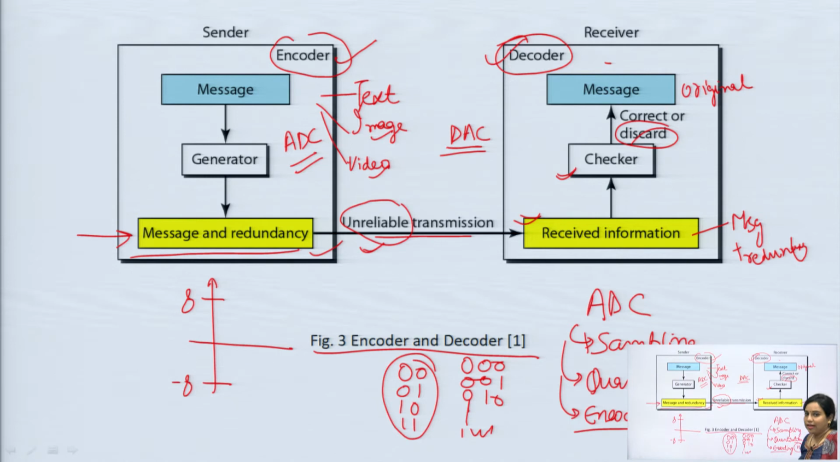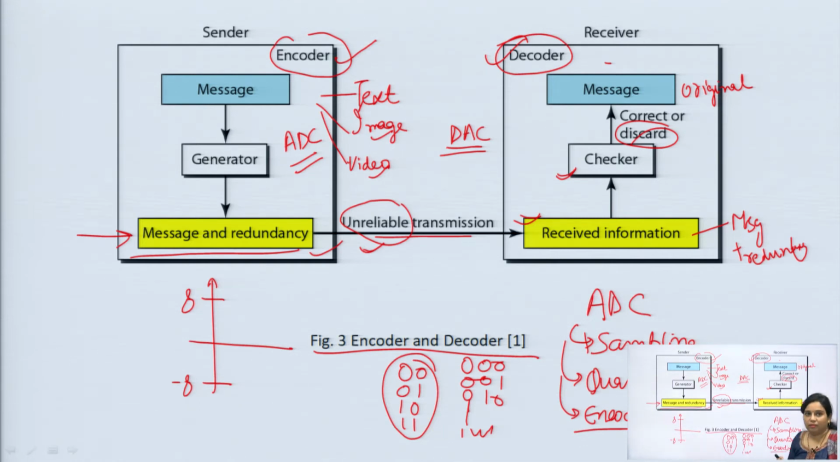At the receiver side, the information is first received in the original form, that is the message plus the redundancy. Then it is given to the checker, where the checker is going to detect whether an error has occurred or not. If it is correct, then the message will be passed through, and if it is not correct, then it will be discarded.